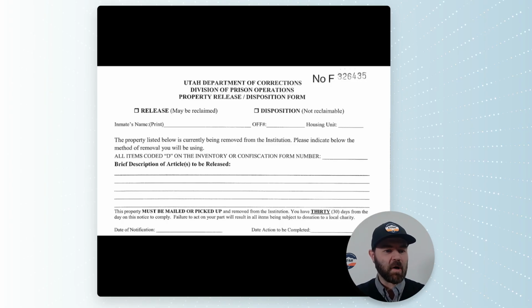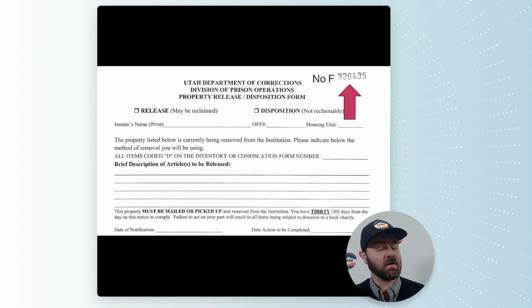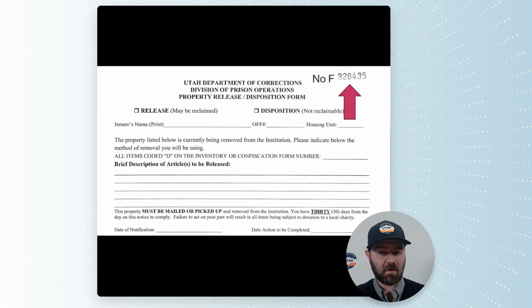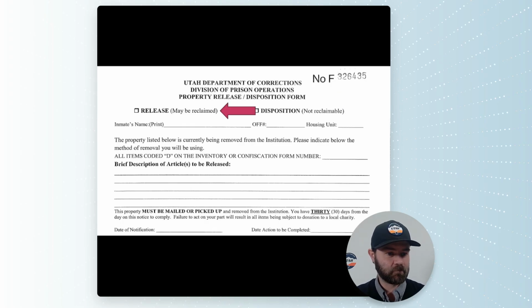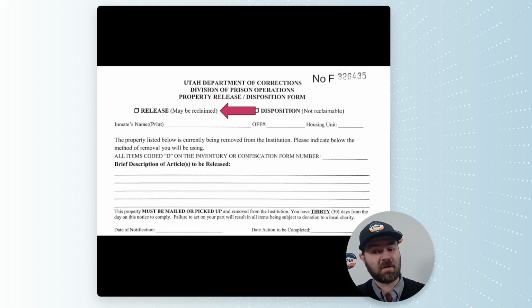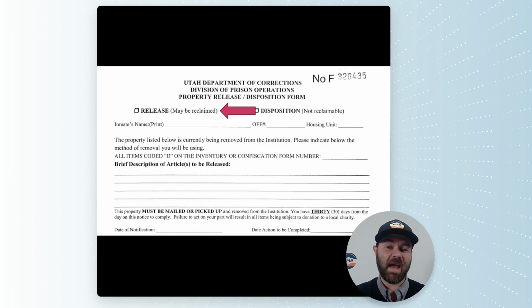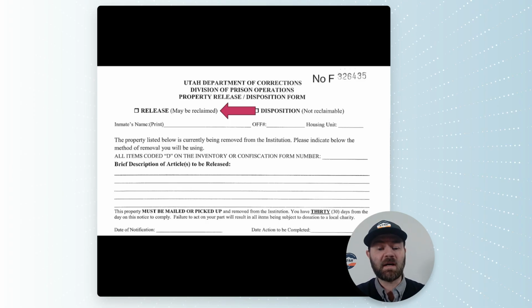This is the header of the property release disposition form. On the top right is the document number. This is used to cross-reference on other documentation and also for logging into UDACA. Here you can click or tick release for items that can be reclaimed. This is usually just used for legal documentation, just items that the inmate typically will need access to at a later time. For the most part, everything's going to be placed on disposition, not reclaimable.